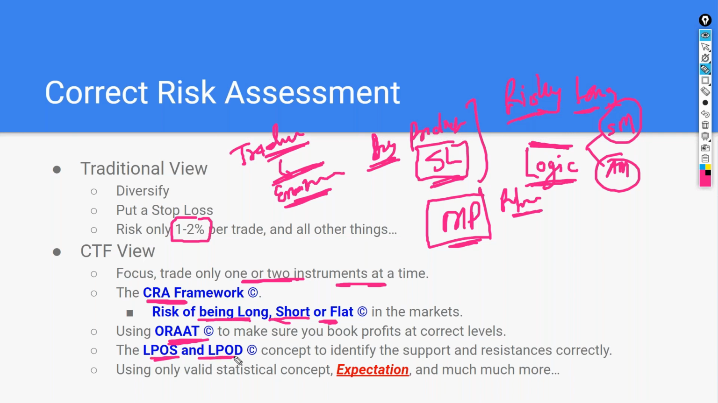Then we use the last point of supply and demand concept to identify support and resistance correctly. Anyone can tell you this line is a resistance, and if it holds, he will shout from the rooftop that he has identified the correct resistance. But if you ask him what the logic is, not even 1% of so-called mentors can give you logic that you can easily understand for why a particular reference will work and will not work. And then we use a statistical concept called expectation. This goes to the risk part, but it's very, very important. All right, and much more.